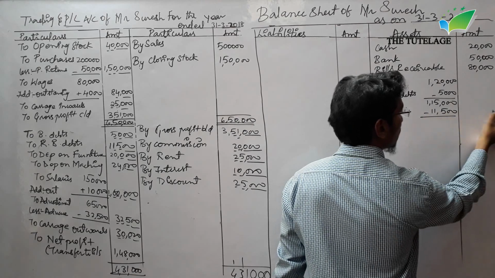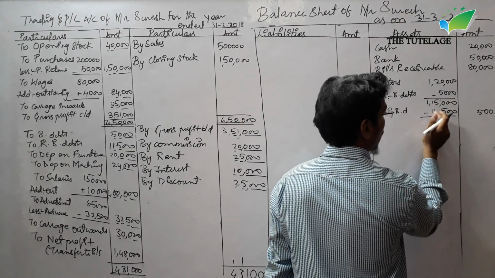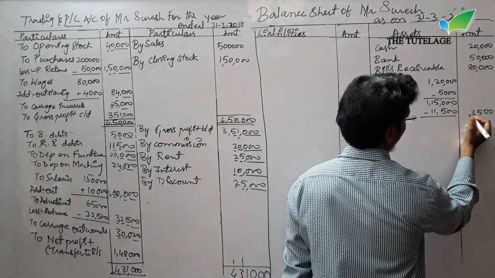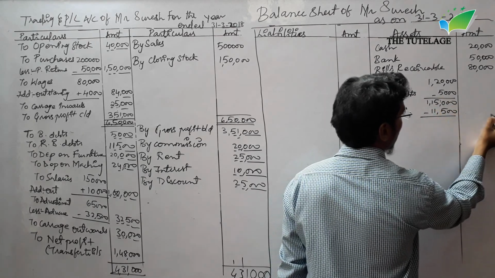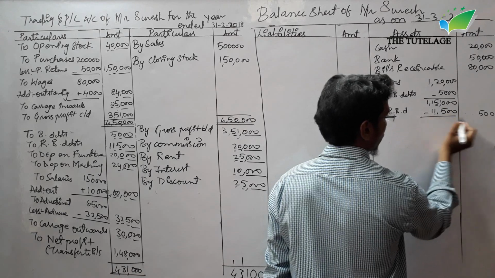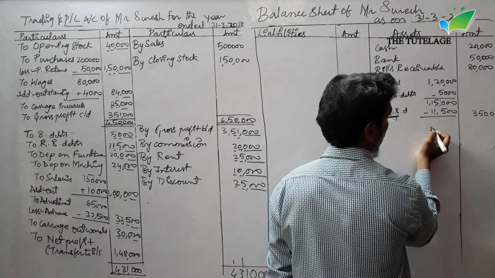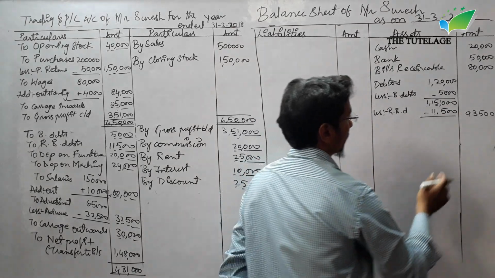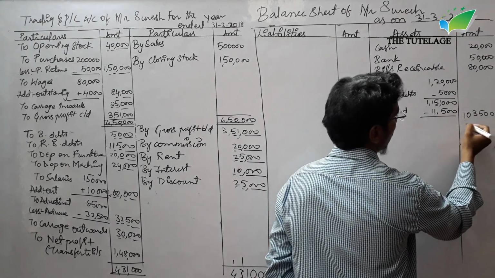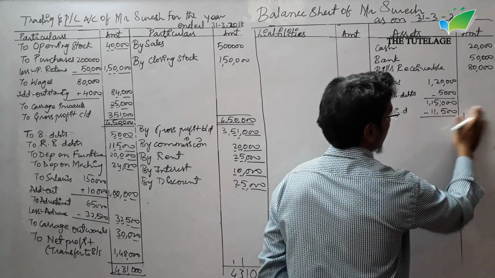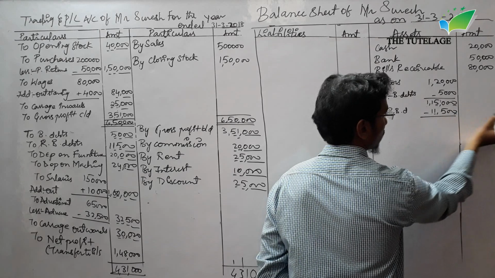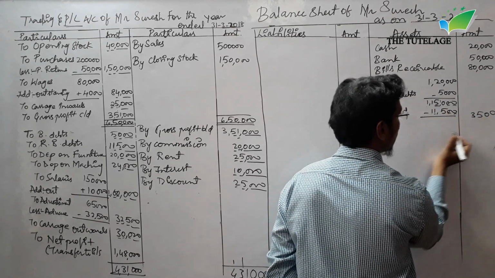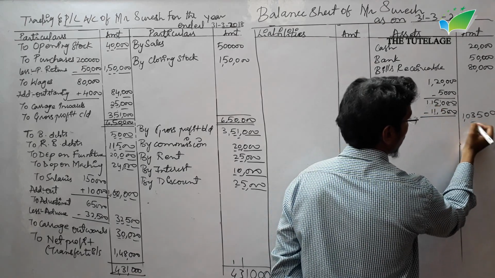11,500. Okay, subtract from it, 0 0. 10 minus 5 is 5, 4 minus 1 is 3. Next, 10 minus 1 is 9. That gives 93,500. No, it's a 10. Okay, 1,03,500. We made some mistake here. Again I am showing you how to subtract. 10 minus 5 is 5, it becomes 4, 4 minus 1 is 3, it becomes 11, 11 minus 1 is 10. So 1,03,500.